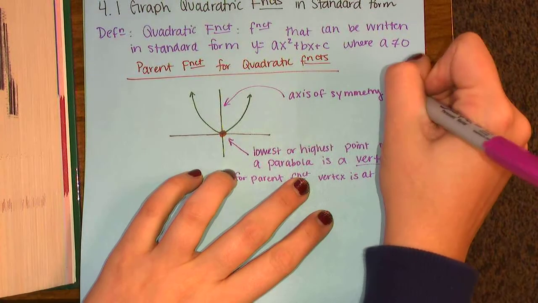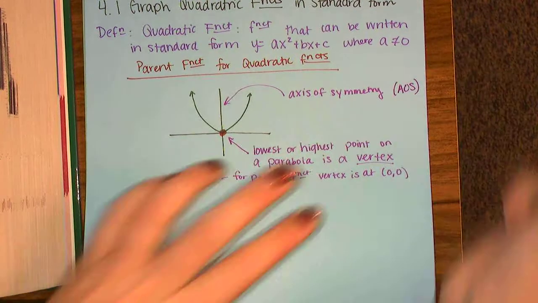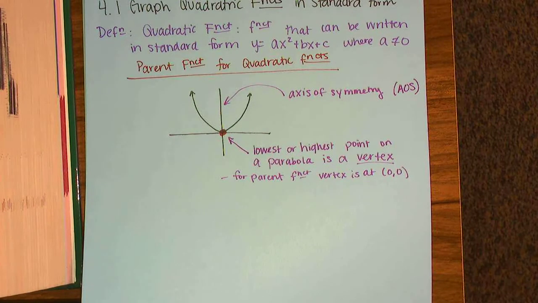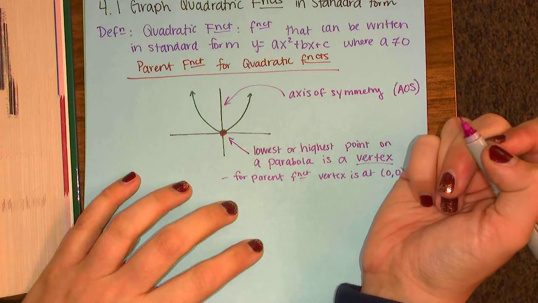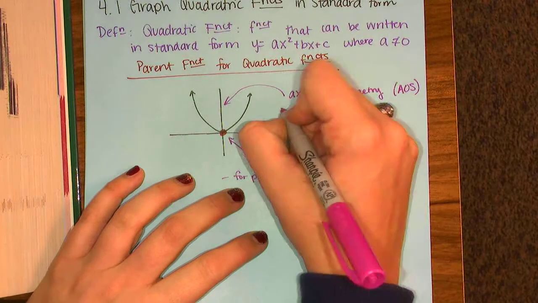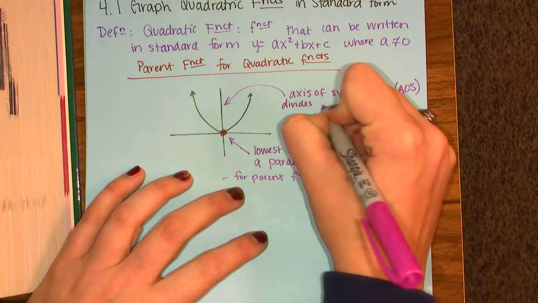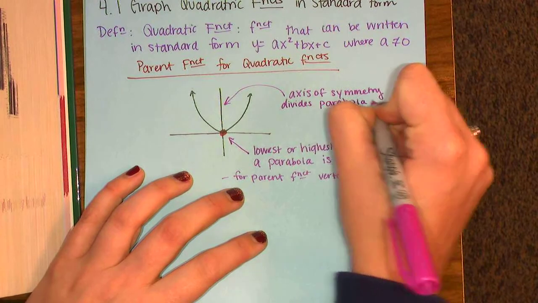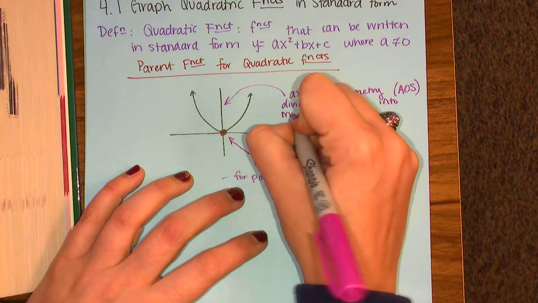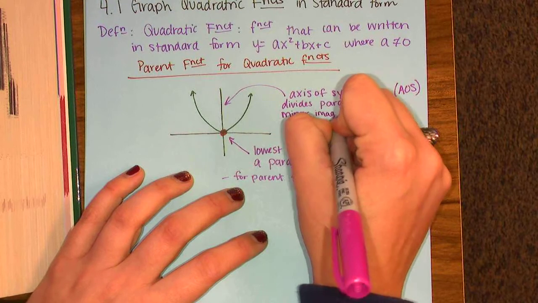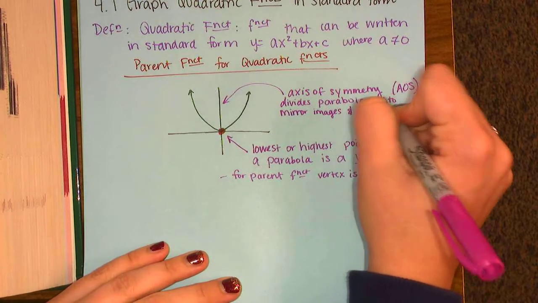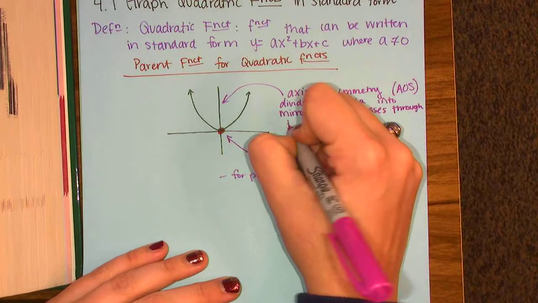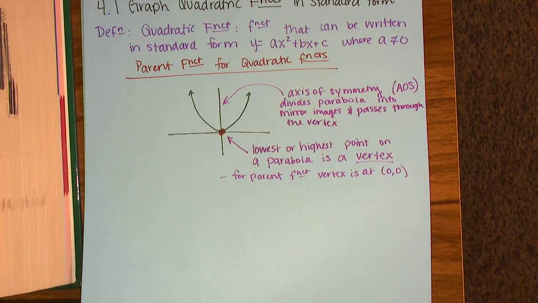If you want to shorten this, when you do axis of symmetry, you can write AOS, because I will have you tell me where the axis of symmetry is. The axis of symmetry divides the parabola into mirror images and passes through the vertex.